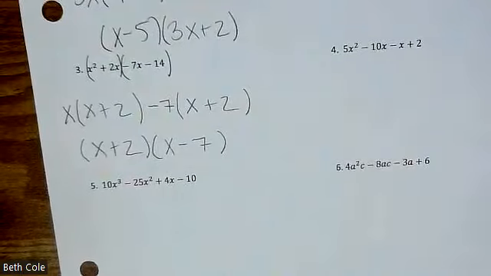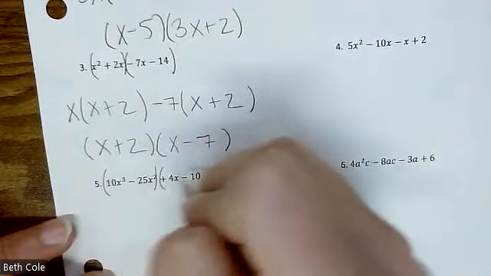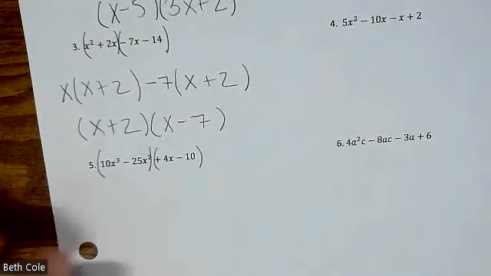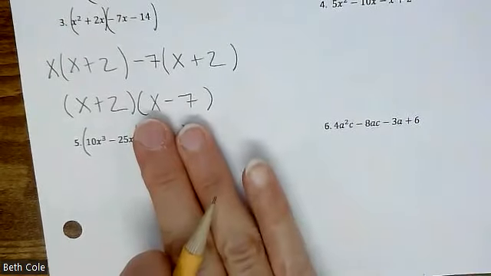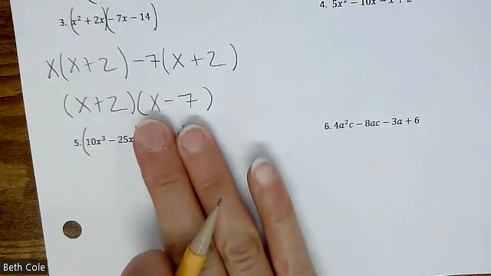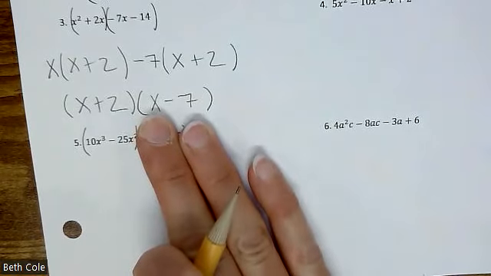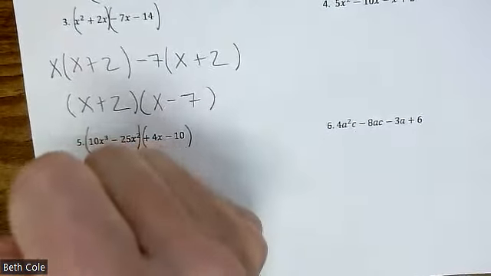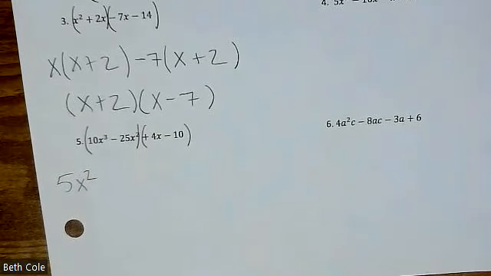Good. And we'll do number 5 and then we can end with that, right? So group the first 2, group the second 2. So just look at the first 2. Now these are kind of bigger numbers. You have 10 and 25. What can you take out of both of them? 5. 5x squared. Good. We got there. You guys helped each other. I like that. 5x squared.